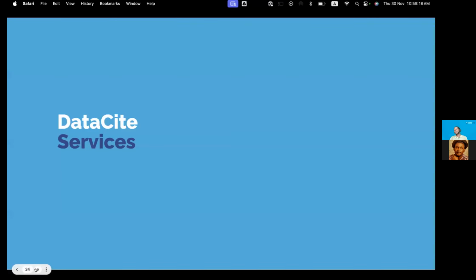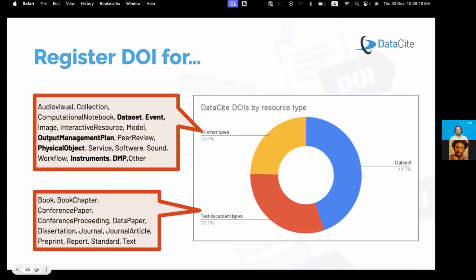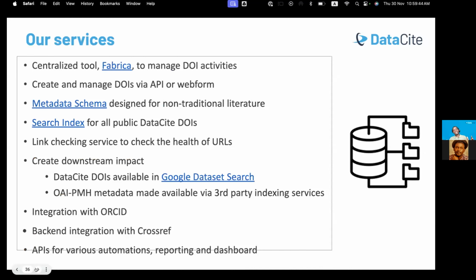Then the services that DataCite is providing. First, I want us to know that everybody sees DataCite DOI, yes, DOI. And you can create DOI for all kinds of research outputs. You are not restricted. The text type and other types, they are all there that you can provide it for. Those are what we call the resource type in the metadata. And our service, we have a centralized tool called Fabrica to manage DOI activities. You can create and manage DOIs via API. API is application programming interface, or even through a web form.